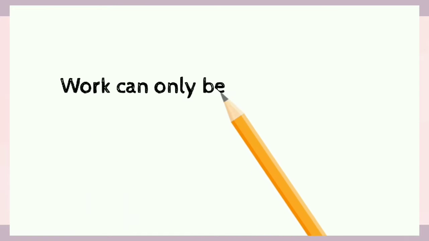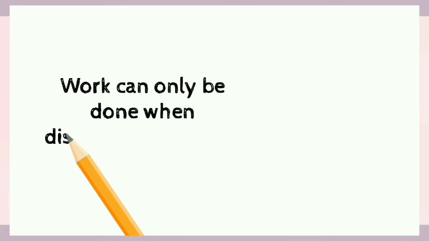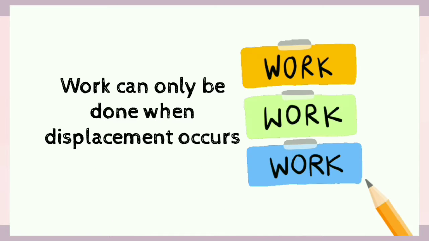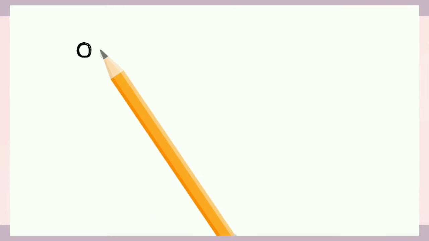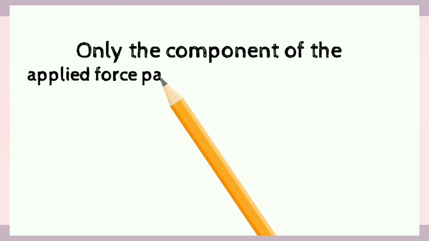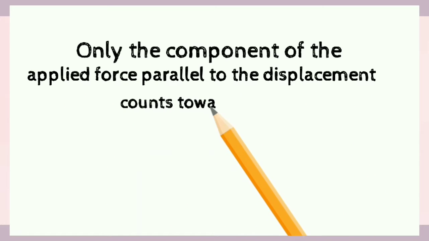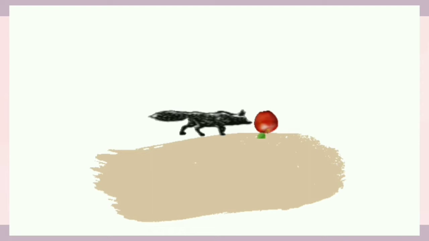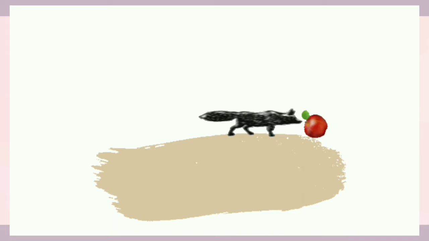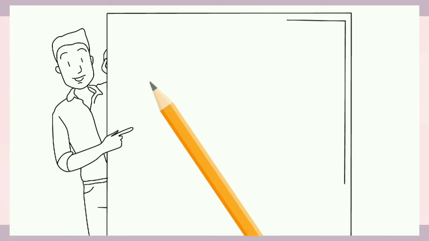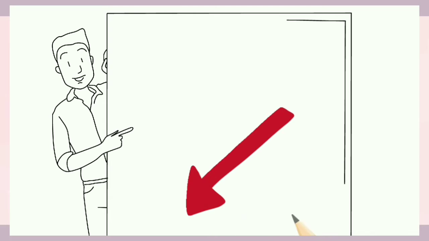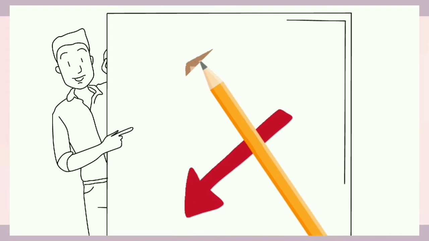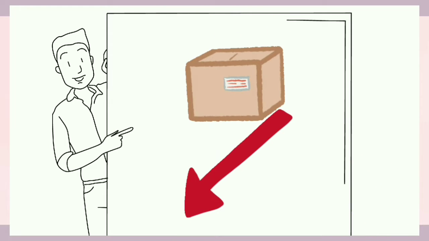Work can only be done when displacement occurs, so no displacement means zero work. In addition, only the component of the applied force parallel to the displacement counts toward work. For example, pushing a box parallel to the floor, all its effort contributes to work done on the box. But if you're pushing the box at a downward angle, only the X component contributes to work while the Y component does not.